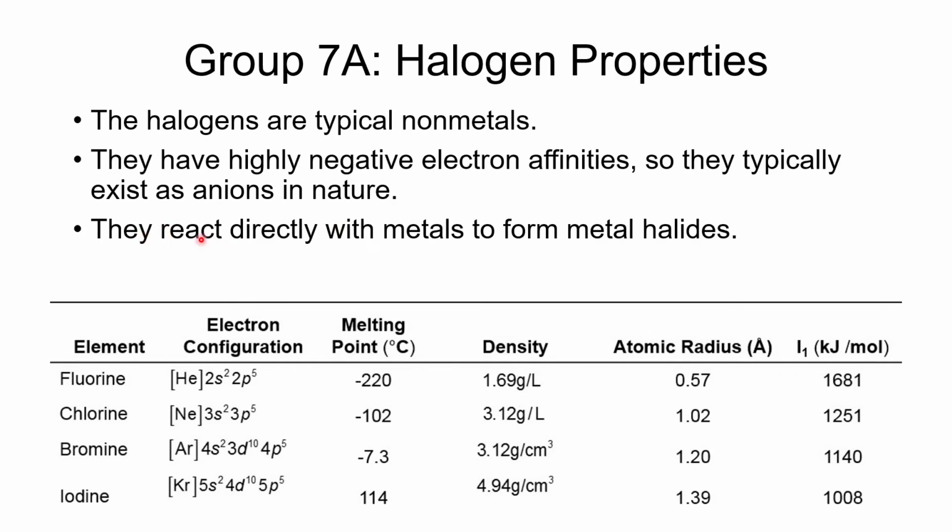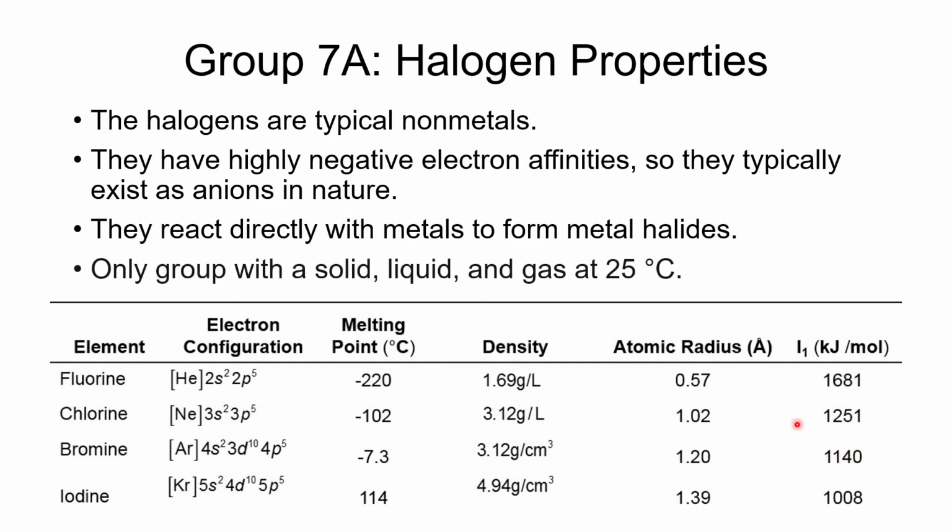Let's see. They react directly with metals to form metal halides. So, sodium chloride is our sort of prototypical salt that we think of. You'll see the ionization energies are fairly high here, so it's difficult to form cations with these, but anions, because of their electron affinities, anions are pretty easy to form.